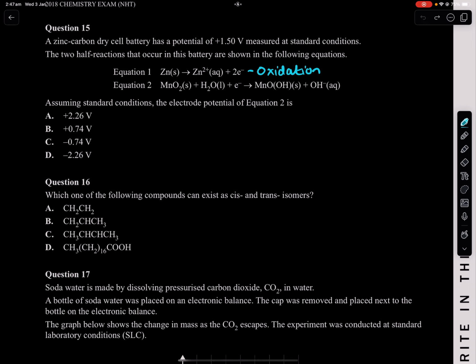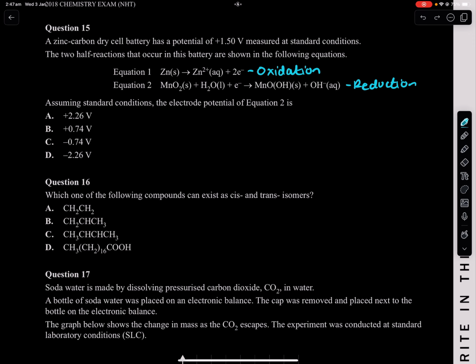As you can see, the electrons are on the right, and this one has to be your oxidation, because the electrons are on the left, this is your reduction. Assuming standard conditions, the electrode potential of equation 2 is what? So what is the voltage for equation 2?